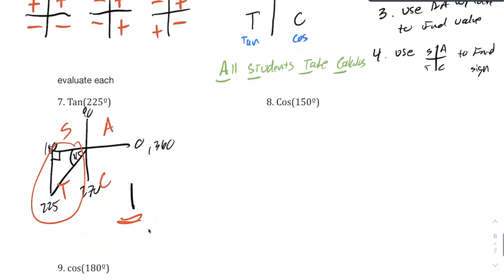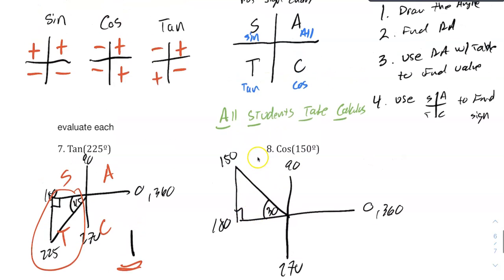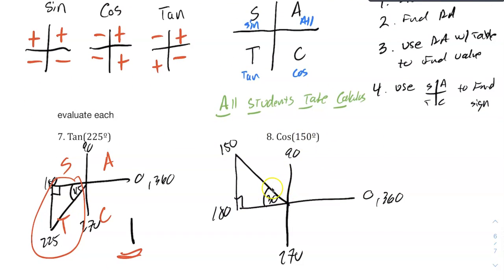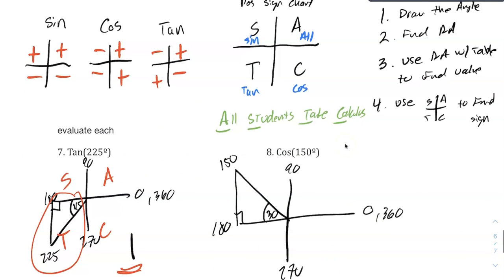How about cosine 150? So 0, 90, 180, 270, 360. So 150 will be in here. So again, we always go down to the x-axis. There's our angle. This is 150. So they are 30 degrees apart. Here's 30. Now again, if you're doing the table method, you don't have to memorize the triangles, but you do have to write down the table and use it. So all we're going to do is go cosine of the reference angle, 30 degrees. So here's 30 degrees, here's cosine, so root 3 over 2 is our number.